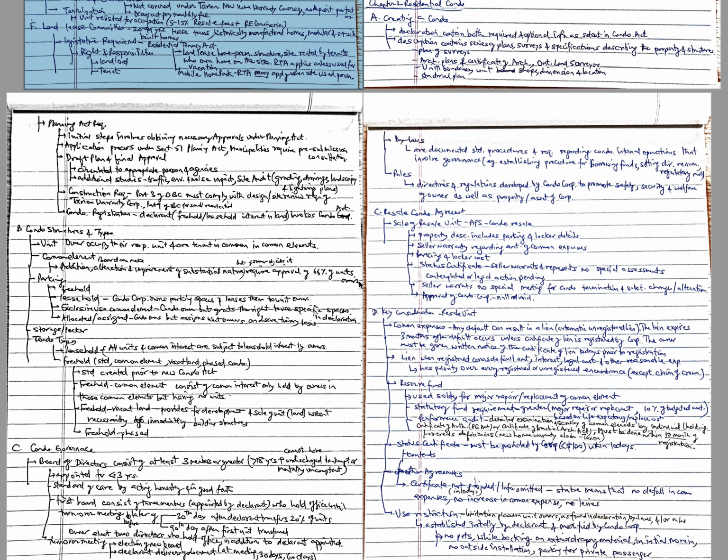Chapter 2: Residential Condos of the Residential Real Estate Transaction. In the previous chapter, Chapter 1, we talked about single family homes and the various options for single family dwelling units. In this chapter, we are going to talk about residential condos.